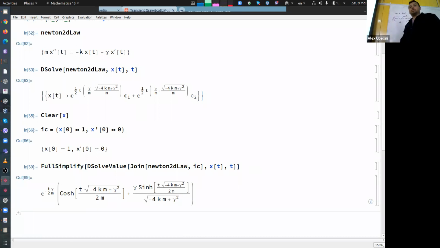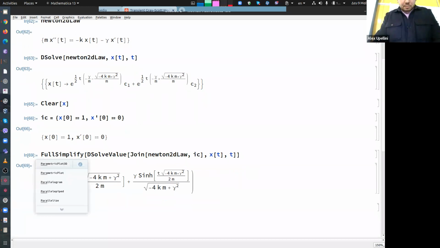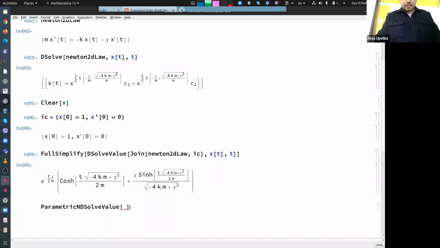If I want to do some numerical experiment now, I can use ParametricNDSolve or just NDSolve. But since we already talked about ParametricNDSolve this morning, let's just use it again because, for me, it's the best. So I say ParametricNDSolveValue of the same thing here. I'm not going to change the initial conditions, so I can leave it in that form.